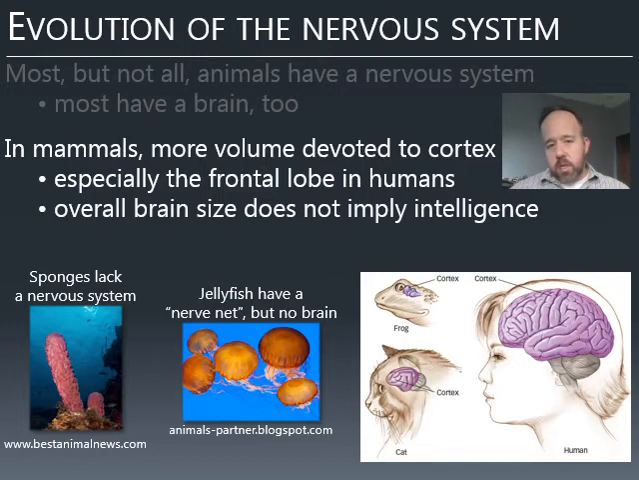This is to say that the relative size of parts of the brain is important, but overall brain size does not necessarily imply intelligence. There's a rough correlation, but for example, whales have much bigger brains than we do. Elephants have much bigger brains than we do. As far as we know, these animals are not more intelligent or even as intelligent as human beings are. So it's not the size of the brain that really matters. Again, the proportional devotion to prefrontal cortex and the frontal lobe does seem to be important.